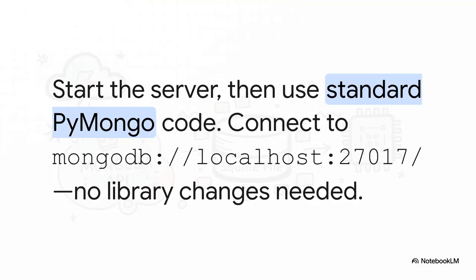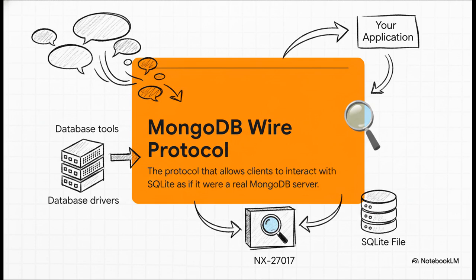And this is where your jaw might drop a little. Just look at that code. That's just plain old PyMongo code. There's no special NeoSQLite import anywhere. You connect to localhost 27017 just like you always do. All you have to do is run the tiny NX 27017 server, point it at your database file, and your existing application just works. No changes. Zero. It's incredible. So how is this even possible?